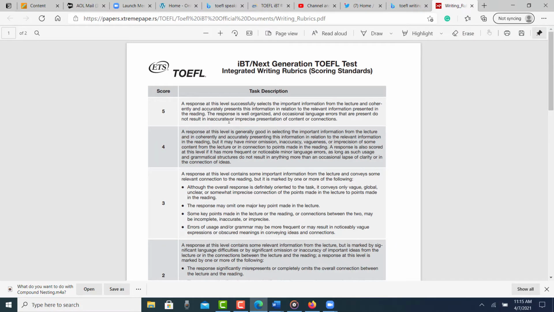And after I read it, my goodness, I think that it's in the 5 area. A response at this level successfully selects the important information from the lecture and coherently and accurately presents this information. I'm very rare. I don't like to give this score very much, but with you, your writing is so incredibly high. I think it's at least 30 points out of 30. You're above what they require, I think, for the TOEFL. Your writing is now above that, at least the one that I read right now.